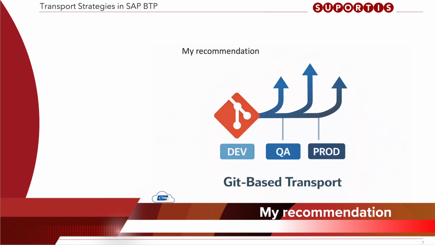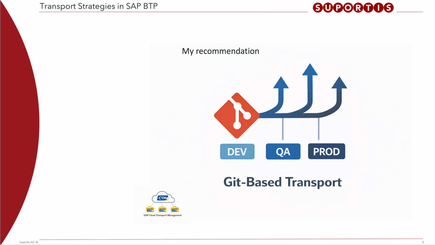And my recommendation: to conclude, I clearly recommend using Git-based transport. The configuration is simpler, the maintenance effort is lower, and the daily usage is much more efficient. The advantages are not limited to deployment itself. Git provides powerful tools like git diff, pull requests, version comparison, rollback mechanisms, and full traceability out of the box.